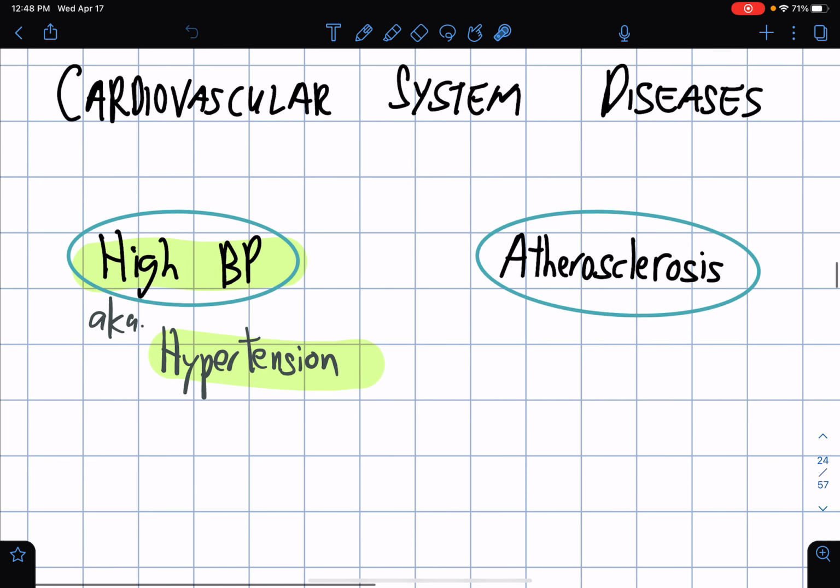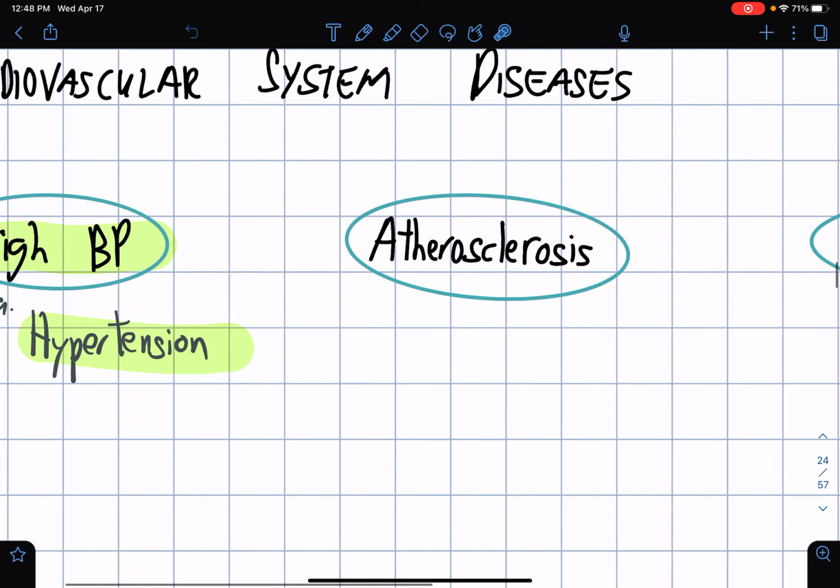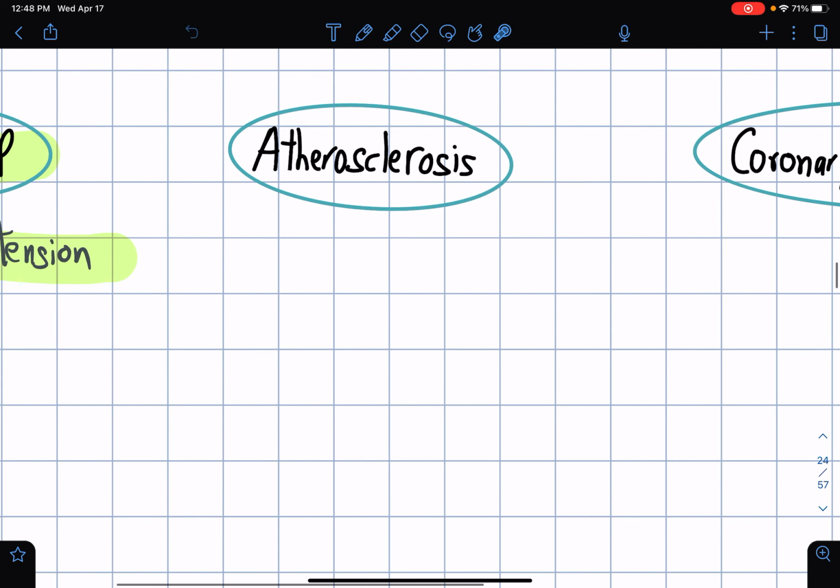So, hypertension, high blood pressure. This is bad in a way that if, for instance, you're easily angry, then you have a higher chance of getting hypertension, and it's bad. Yeah, that's all I'm gonna say. That's all I know for now.